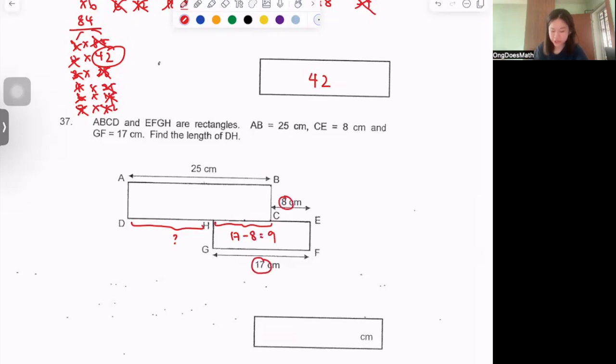Now we can find DH, right? So just be 25 minus 9. So 25 minus 9, that should give you 16. Hence answer is 16 here.